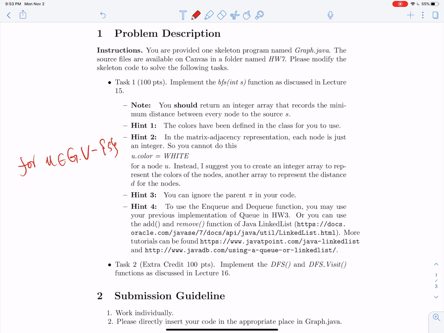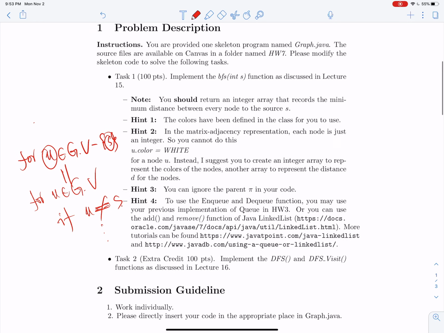I'm not going to tell you directly how to do that, but I'm going to give you a hint. Here both u and s are integers. What you can do is, for every node u in G.V, if u is not s, you do something. So this is equivalent to here. This is the first hint.